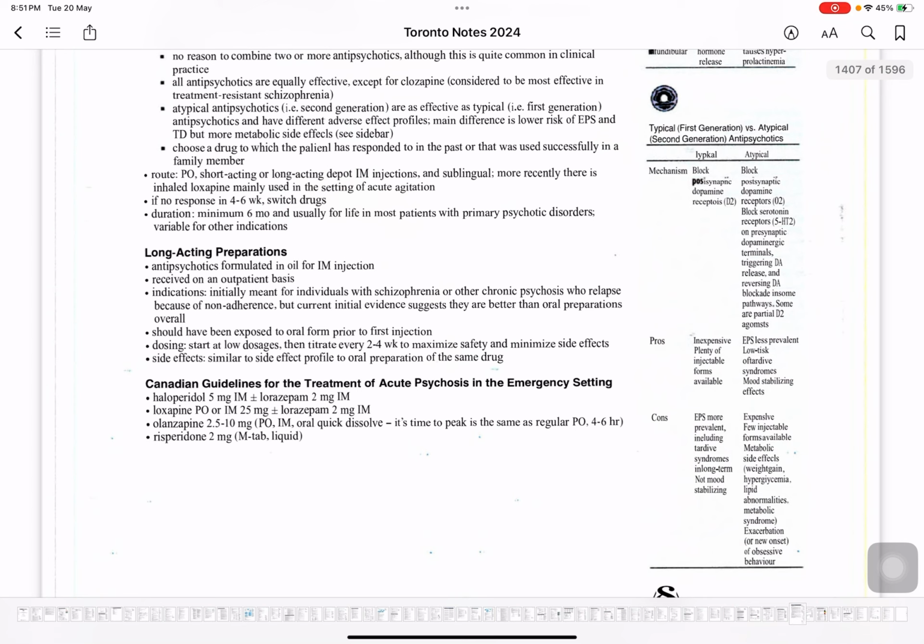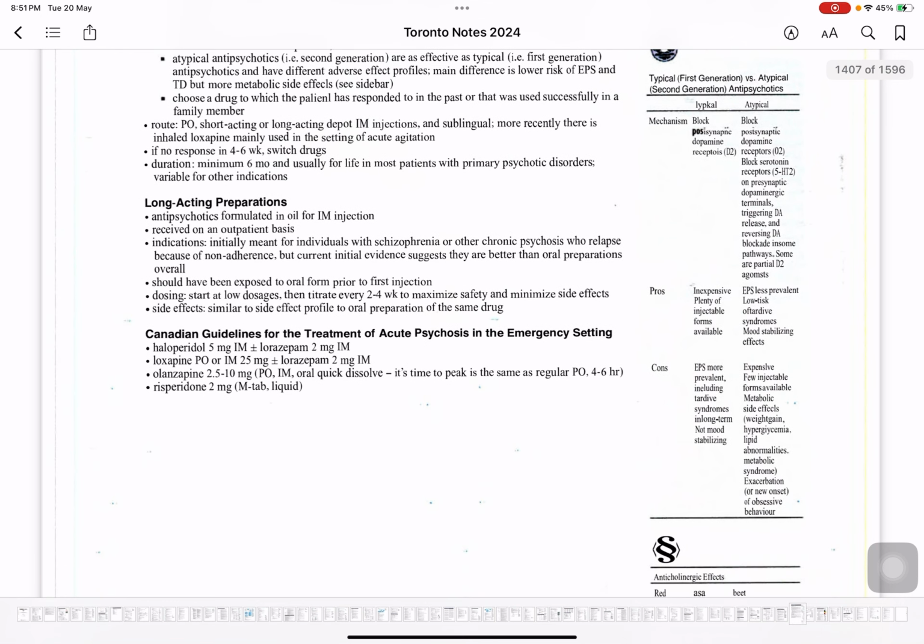So the difference is that the typical ones block postsynaptic dopamine receptors, but the atypical ones slightly block and then release, and then they block the presynaptic ones as well, and along with the dopamine receptor they also block the serotonin receptor. So in the typical ones, the pros are that they are inexpensive and there are plenty of injectable forms available.